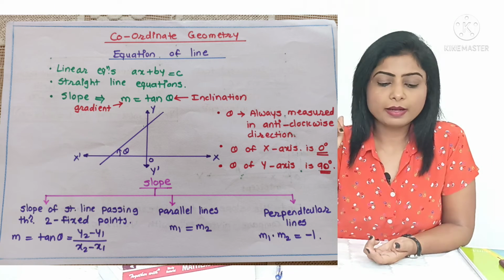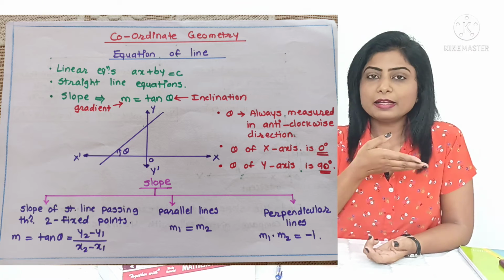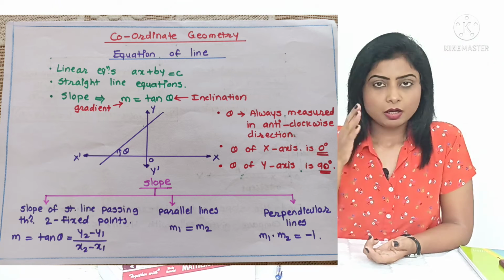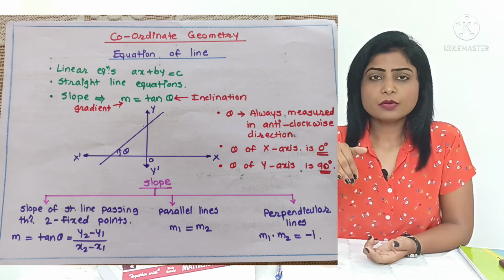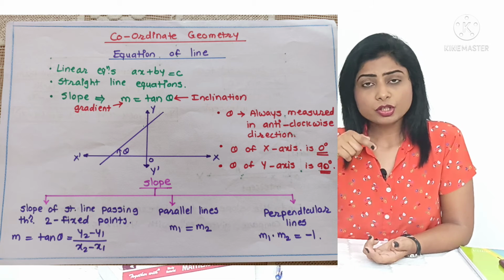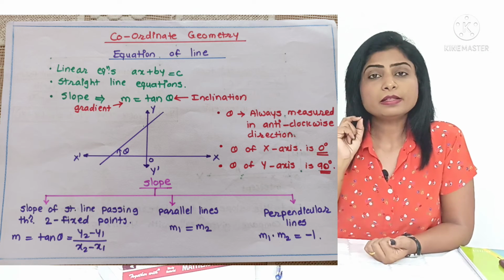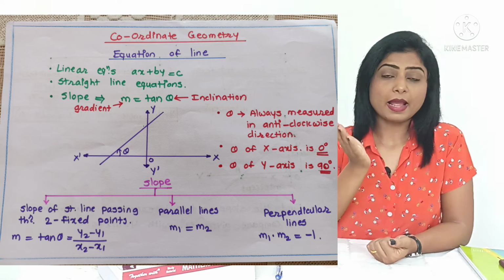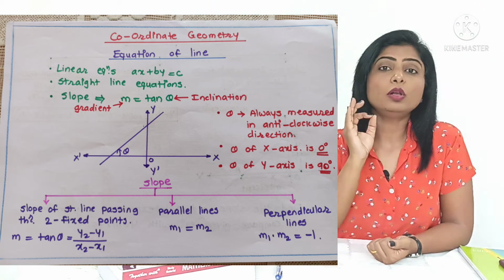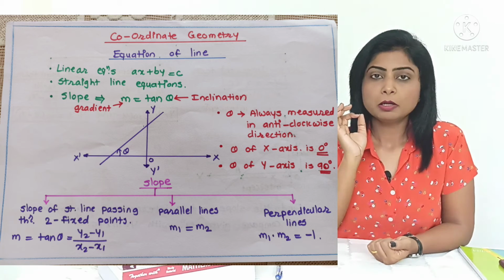Here I have shown in the diagram that the straight line is passing through the second quadrant of your graph, x-axis and y-axis. Now what is inclination? The angle between the line and the x-axis. Now you have to always measure it anti-clockwise. The angle will be measured anti-clockwise always. Keep that thing in your mind.